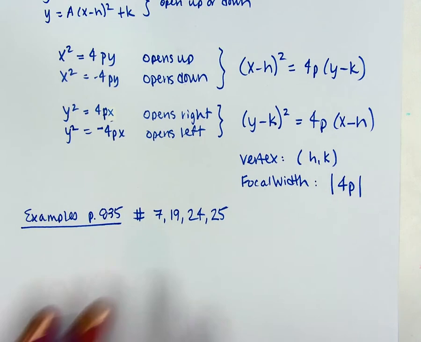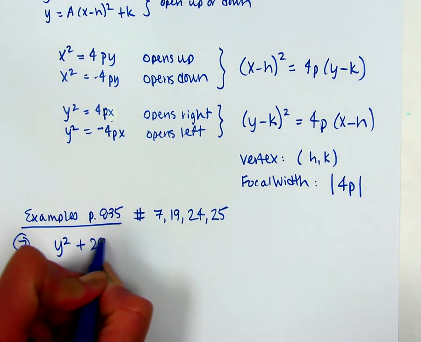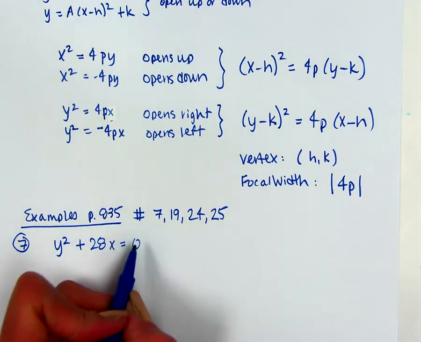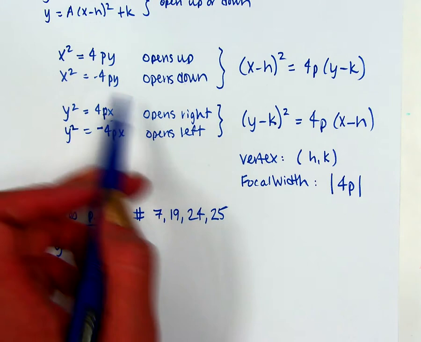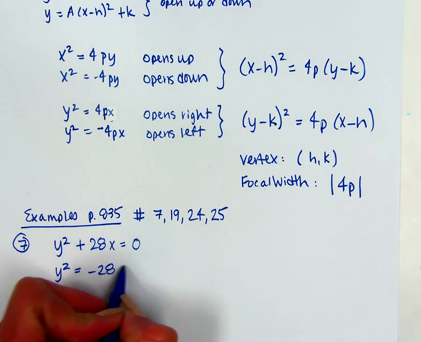All right, so problem number 7 gives you y squared plus 28x equals 0. Now it says to graph. However, in order to graph, you need to get it into this format. So I'm going to get y squared all by itself, and we have negative 28x.